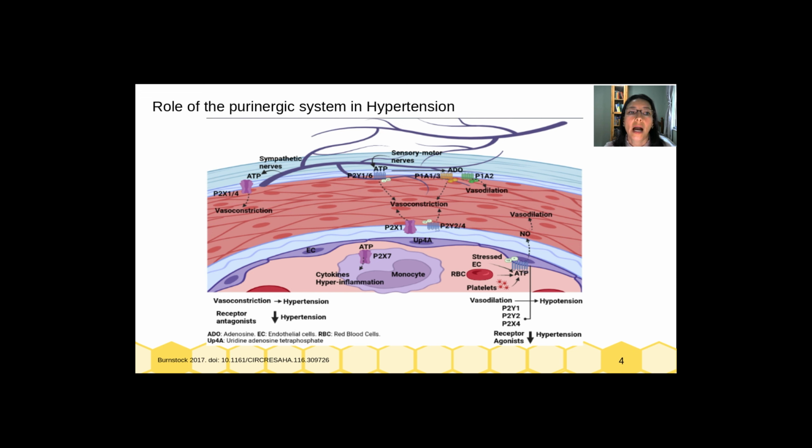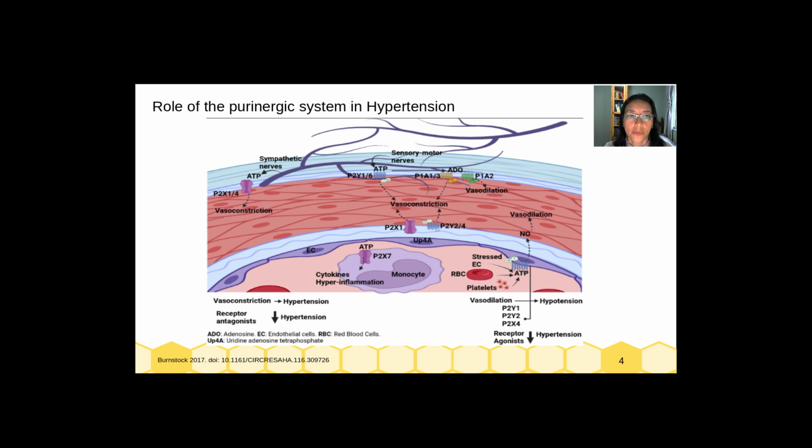Another agonist receptor pair that induces vasoconstriction is the Up4A, uridine adenosine tetraphosphate, which is released by the stressed endothelium and activates the receptor ionic P2X1 and G protein-associated P2Y2 or 4 in the smooth muscle.